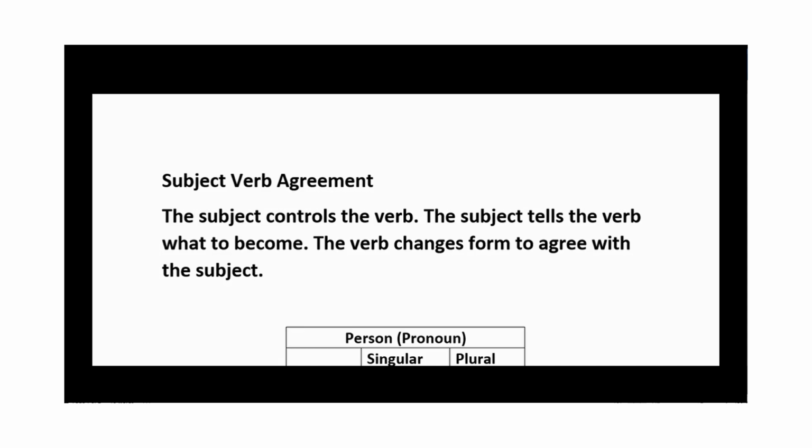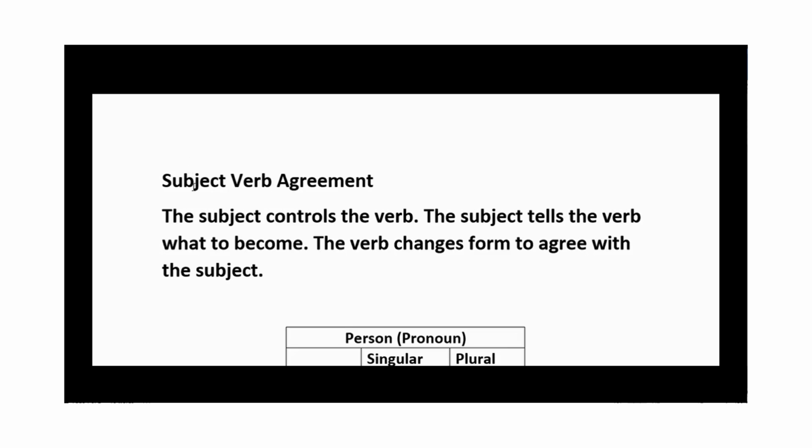In the last lesson, I talked about subject verb object. I hope you have watched it. If you haven't, please find time to watch it. Today I'm teaching about subject verb agreement. We're learning about subject verb agreement. What is subject verb agreement?